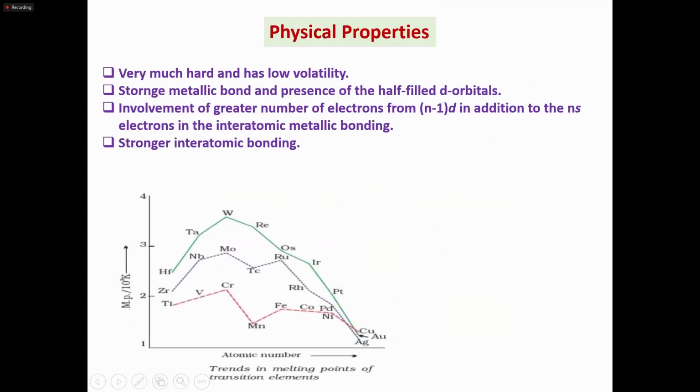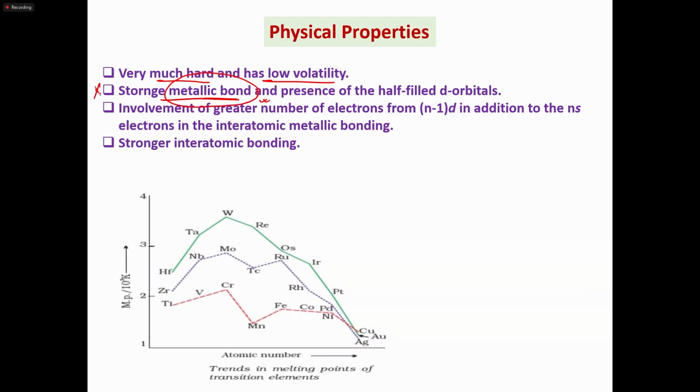There are some physical properties we will now look at. Some physical properties: the 3d or transition metals are very hard, and they have low volatility and strong metallic bonds. So they form strong metallic bonds. Why do they form strong metallic bonds? There are some reasons, and some exceptions. This is a very important point.